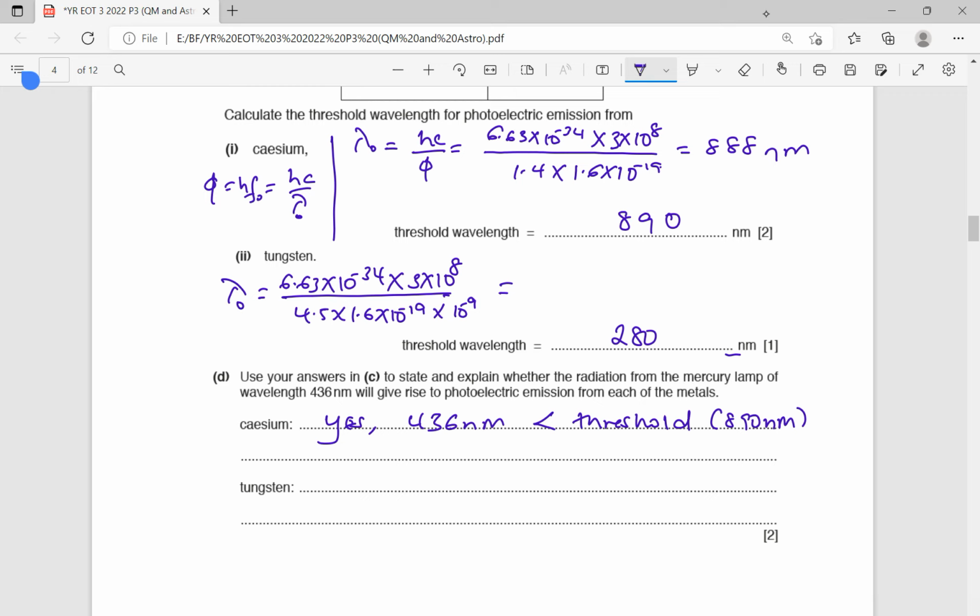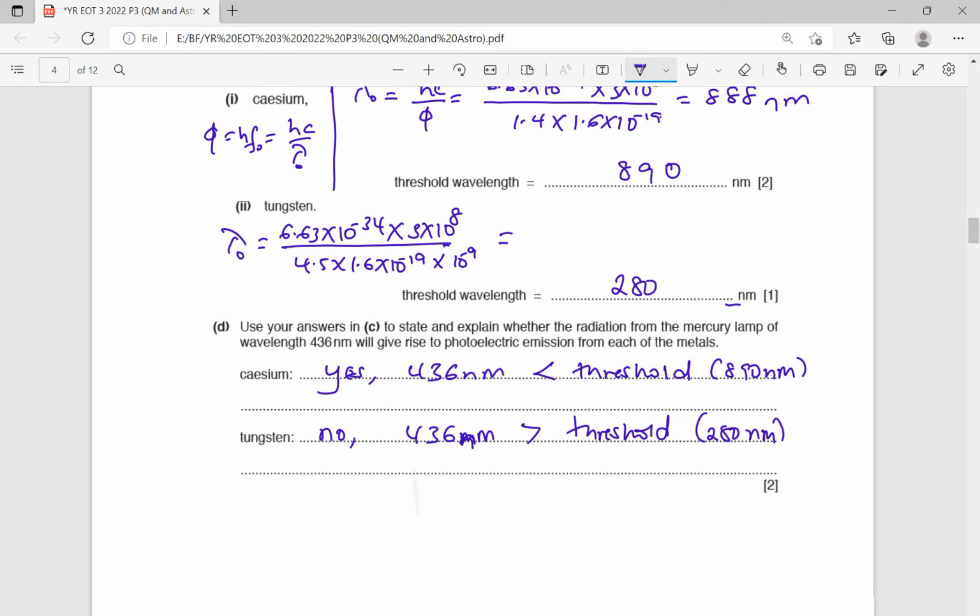For tungsten, we shall say no. Reason? The wavelength of the mercury lamp, which is 436 nanometers, is actually greater than the threshold, because here the threshold is 280 nanometers. Remember, if the wavelength of the radiation is greater than the threshold wavelength, it means the frequency is less than the threshold. Therefore, photoelectric emission cannot occur. Okay, so that was that question. Next, we can proceed.